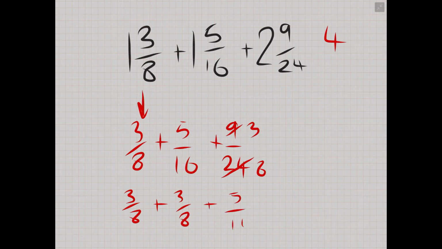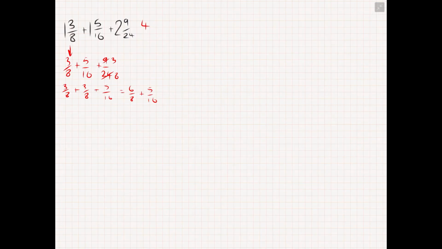Now this is rather handy here because now we've reduced our problem. We actually have two fractions with the same denominator and also the same numerator as well. So we can simply add these two together. So 3/8 and 3/8, we just simply add the numerators, and this will give us 6/8 plus 5/16. Now we've got a simpler problem. Just rewriting this: 6/8 plus 5/16.